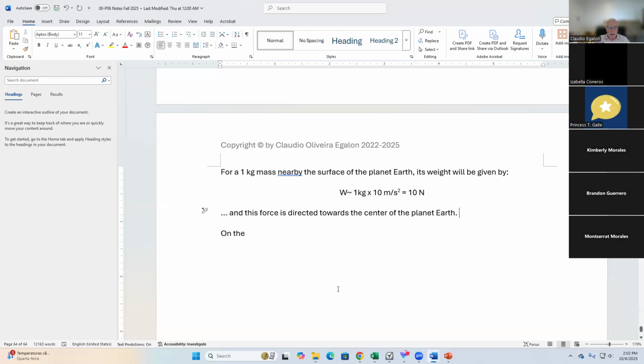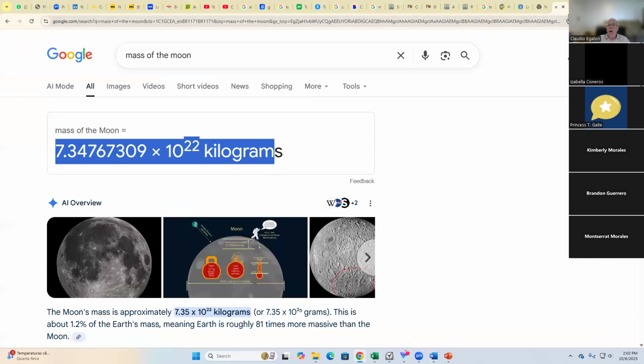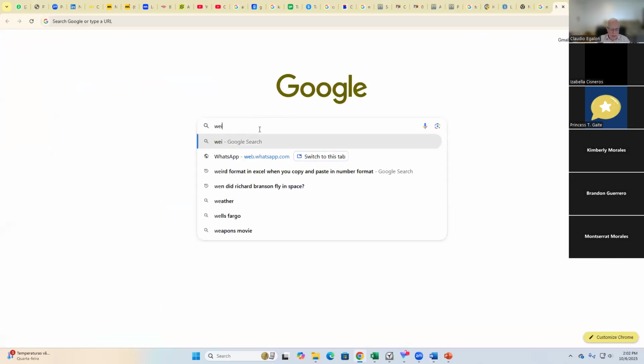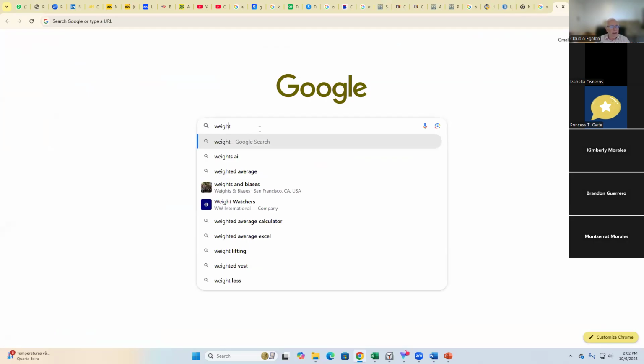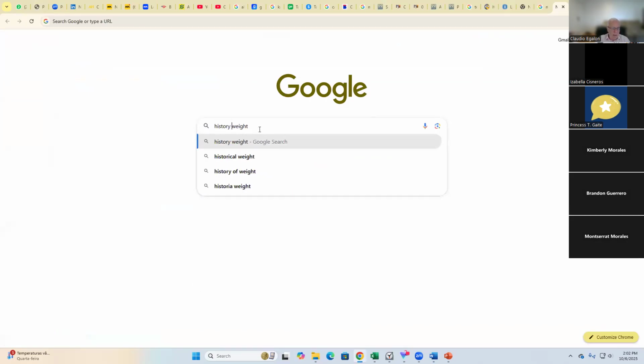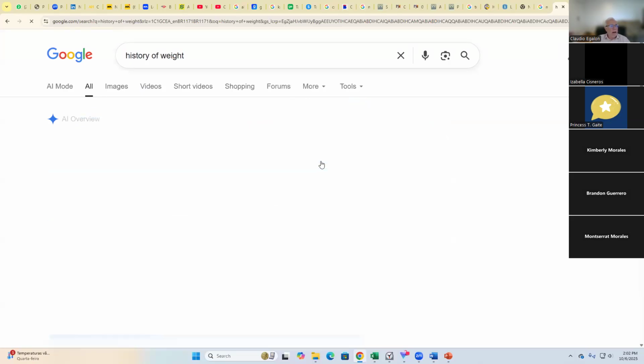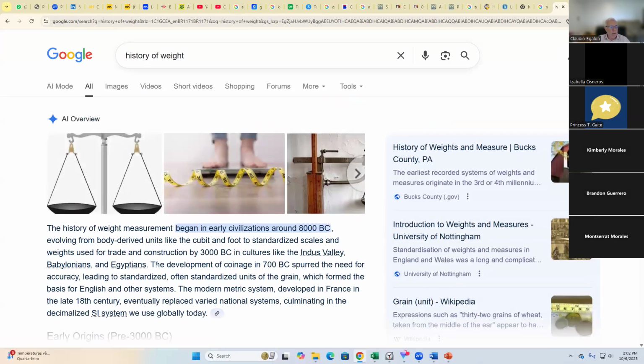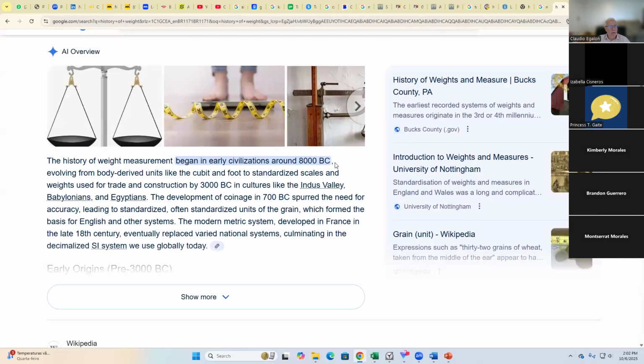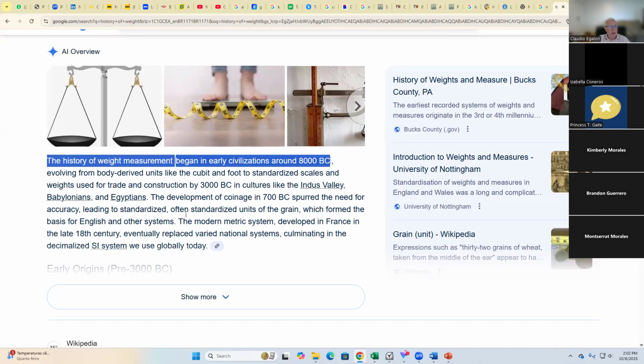How long do we know about this force, right? Let's see here, history of the weight. Let's take a look. The history of weight measurement began in early civilizations, 8,000 BC. See that? So it has been a long time.